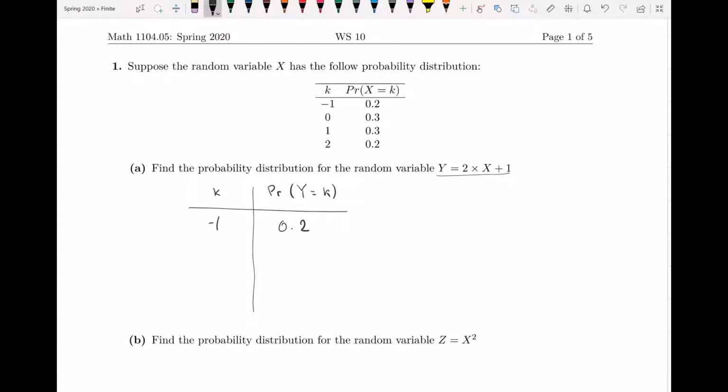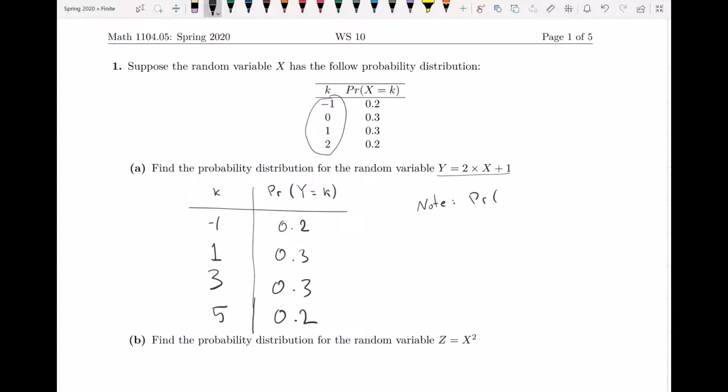Now if X is 0, then Y is 1, and X is 0 with probability 0.3, so that's the probability that Y is 1. If X is 1, then Y is 3, and that also has probability 0.3. And lastly, if X is 2, Y is 5, and that has probability 0.2. All we did is transform the k values to get the corresponding values of Y.